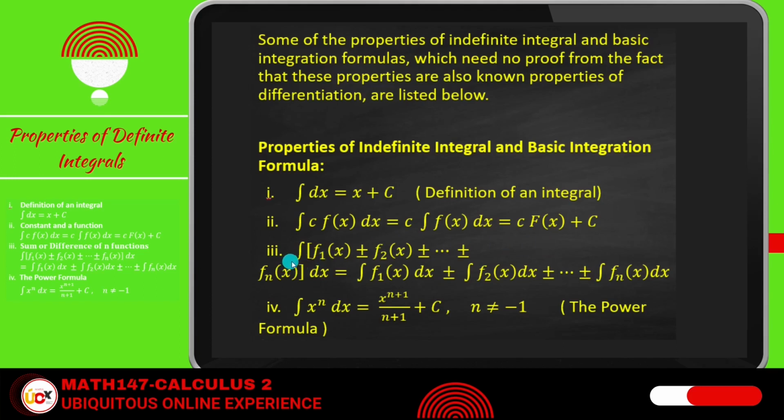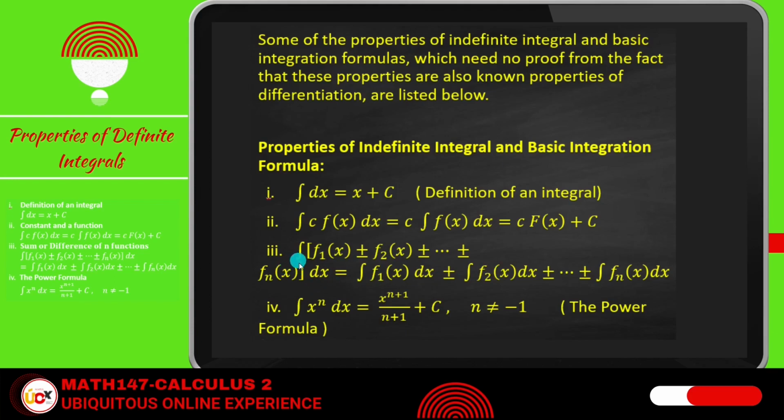Okay, the third formula is the integral of the sum or difference of n functions with respect to x. So this is equal to the sum or difference of the integral of each function. Given the n functions, f sub 1 up to f sub n, the integral of the sum or difference of these n functions is obtained by applying the distributive property. You distribute the integral sign together with dx to each of the terms.